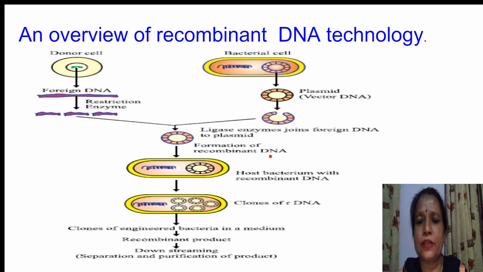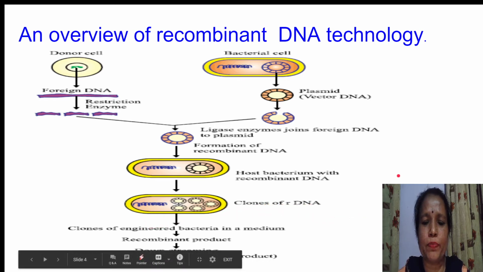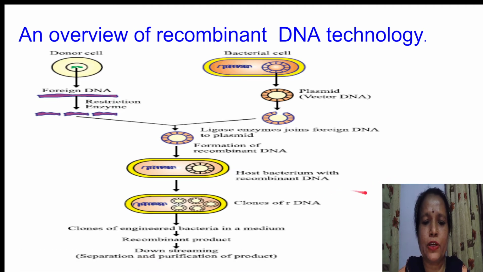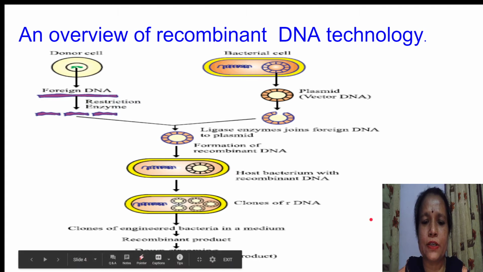It contains DNA of two different species. It will grow inside the host bacterium with recombinant DNA and will form clones of recombinant DNA. So we will obtain several copies of our desired gene in the form of recombinant products. Then by a process of downstream processing, that is separation and purification of the product, we will finally obtain a product.